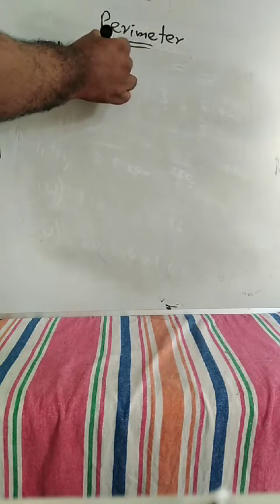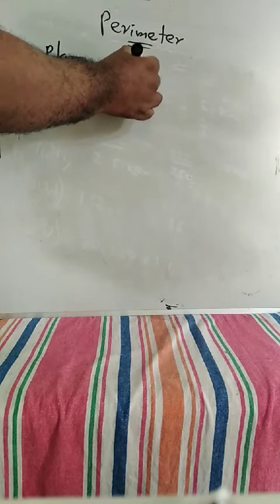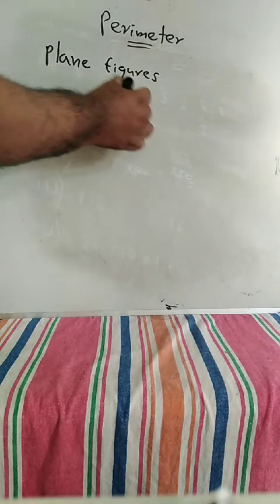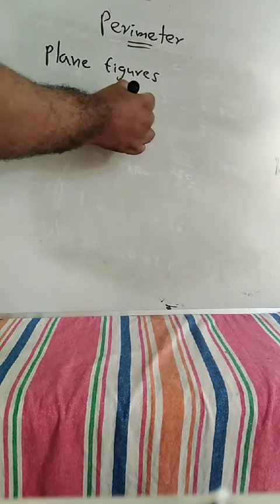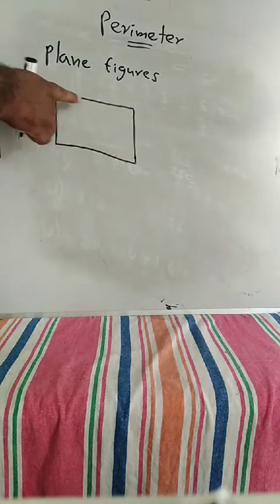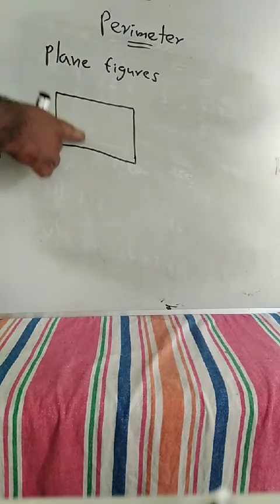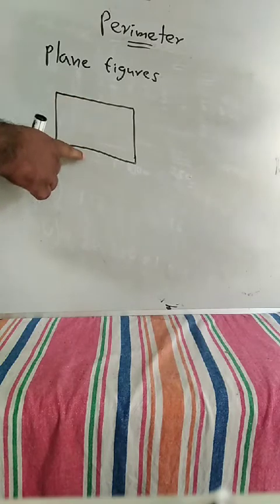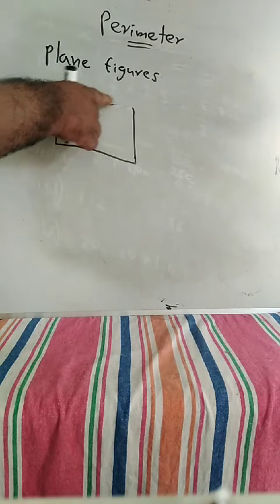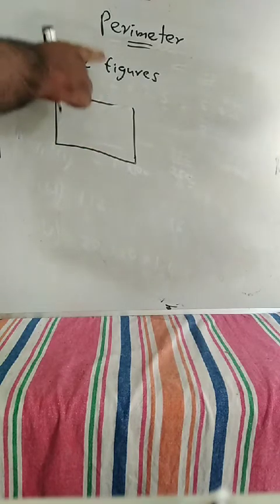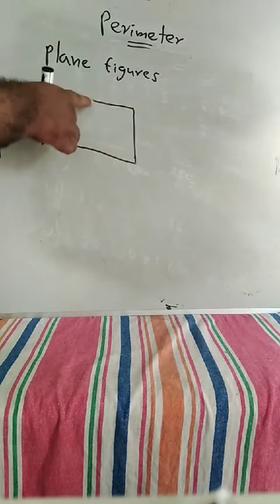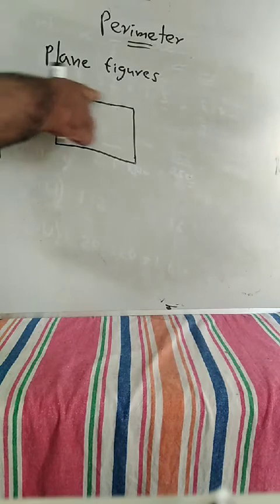What are plane figures? Plane figures look like this. A plane figure should have only straight lines, and it must be a closed figure, not open. This is an open figure. Plane figures must be closed. Here all lines are straight lines.